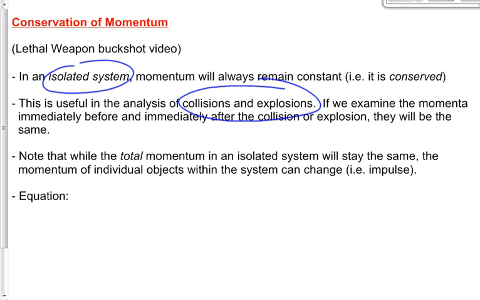Two football players are running towards each other. They collide, they bounce off. If we look at the entire system of both football players immediately before and immediately after that collision, then the total momentum of that system will remain the same. But each of those football players had a change in momentum. One of them gained momentum, one of them lost momentum. The total amount of momentum stays the same, but individuals gain or lose.